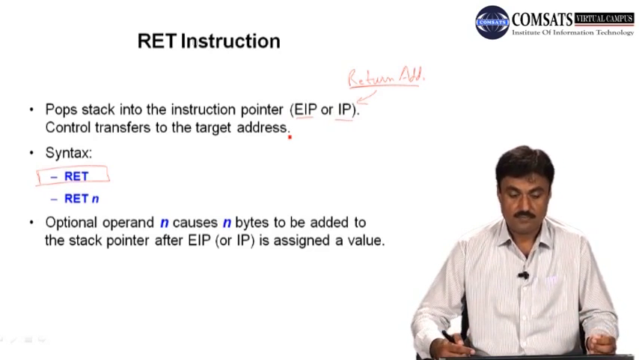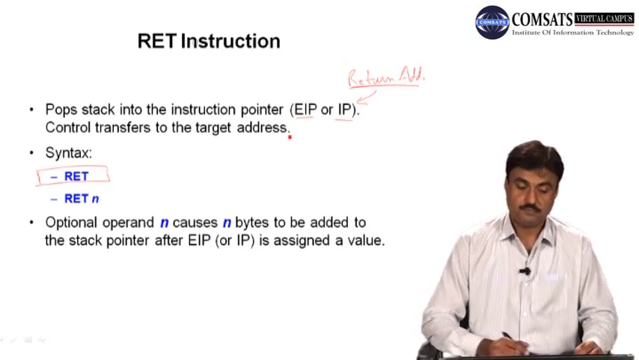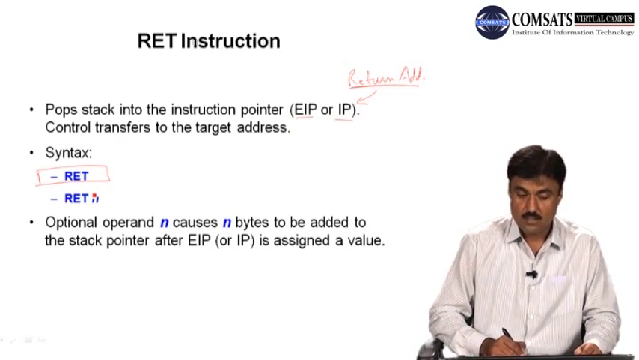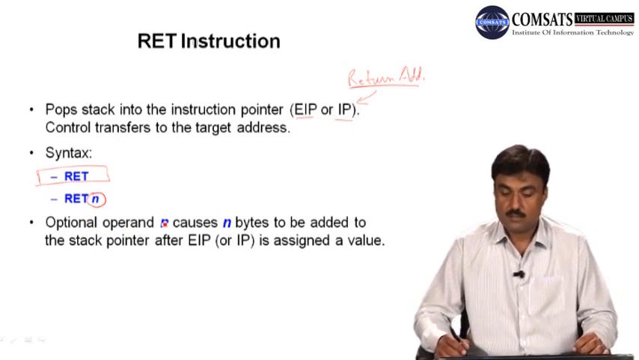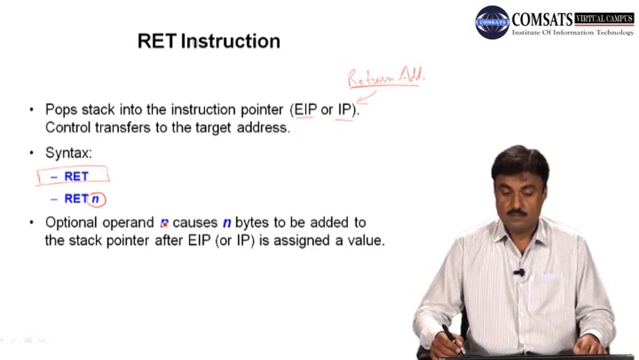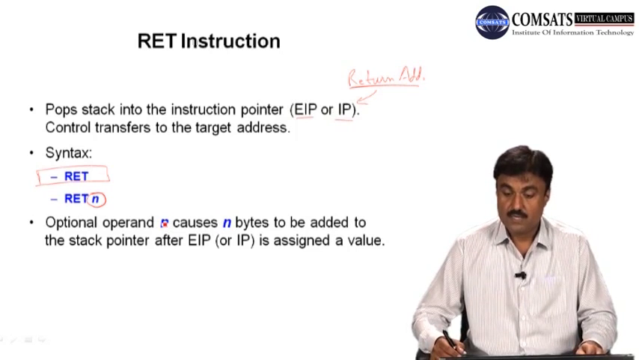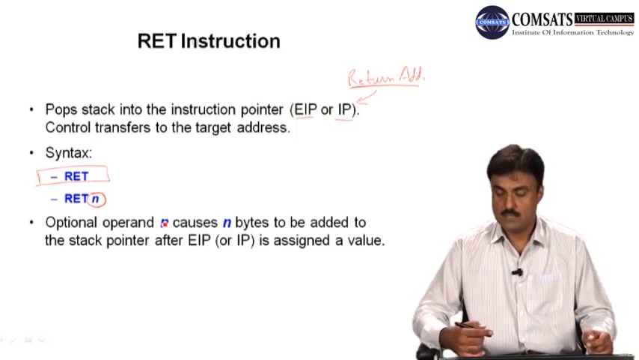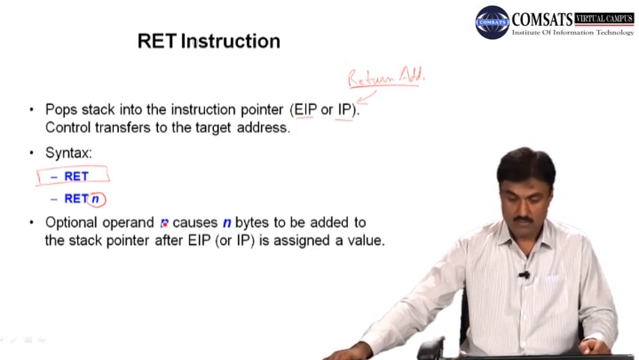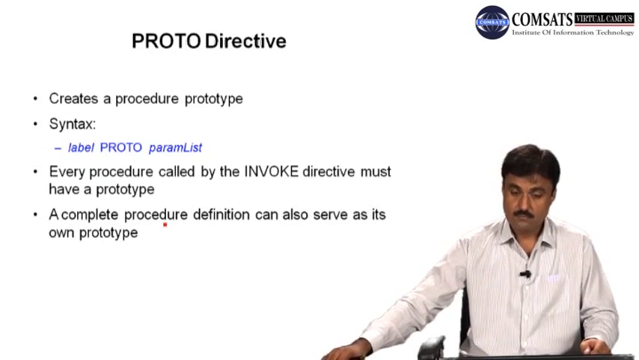Now there is another one, return n. This n is an optional operand. It causes n bytes to be added to the stack pointer after EIP is assigned a value. This is one advantage. What is the advantage? We will discuss it right now here.